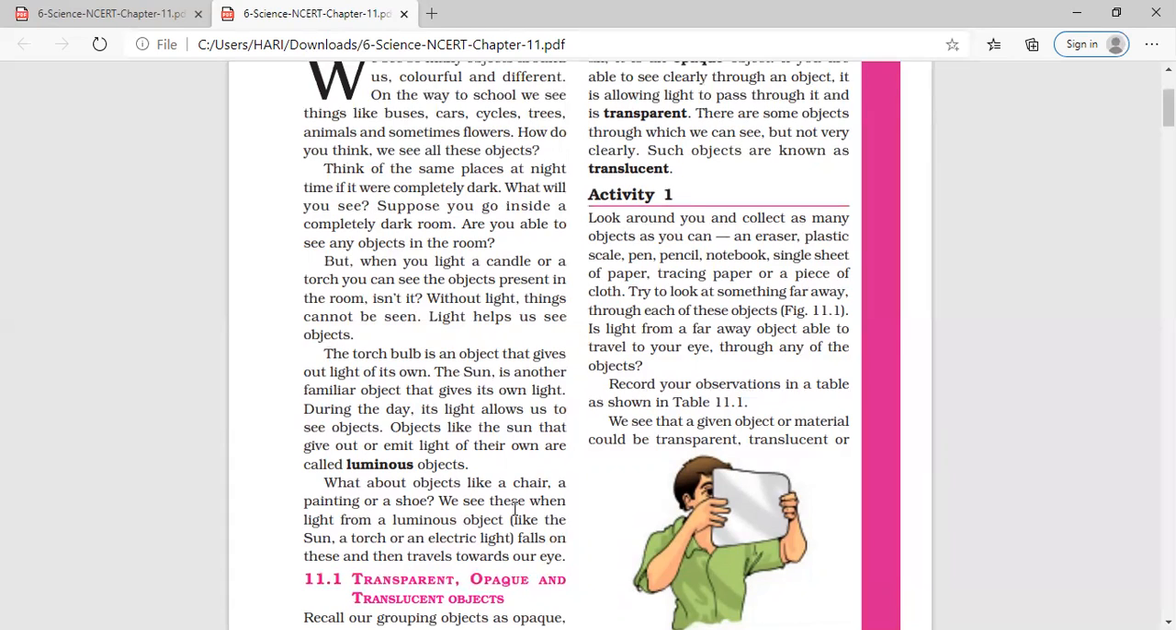Pen, pencil, notebook: these are all opaque. A single sheet of paper, if it is very thin, will be translucent, otherwise it will be opaque. Tracing paper is translucent, and a piece of cloth also depends on what material the cloth is made of. So you collect some objects from your surroundings and classify them as transparent, translucent, or opaque.